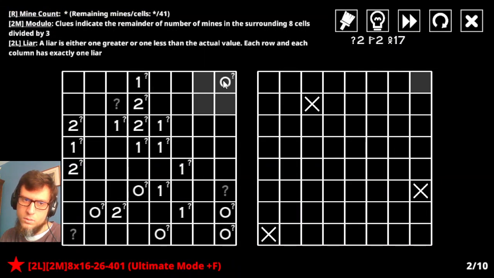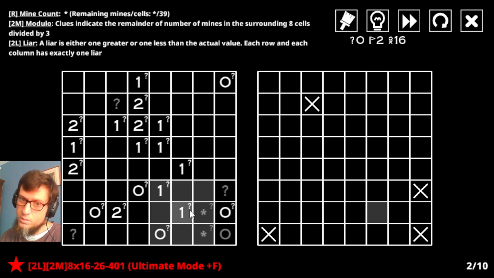Next. I am now on modulo. Okay, liar modulo. Right. If this is a 1, it forces a 1 in here, but also forces that to be honest, which would rip everything apart. So you're honest, and that means those are both dead. Yep, okay.